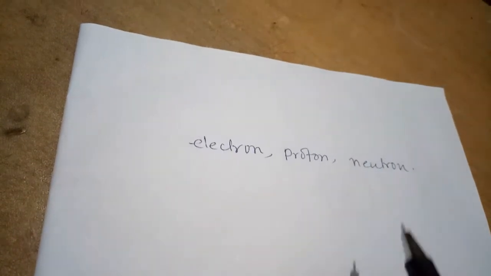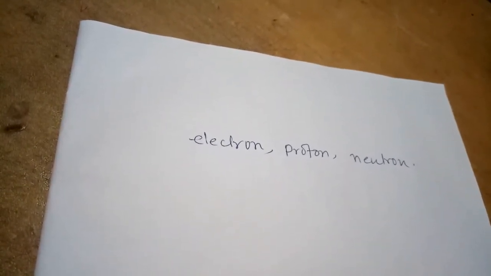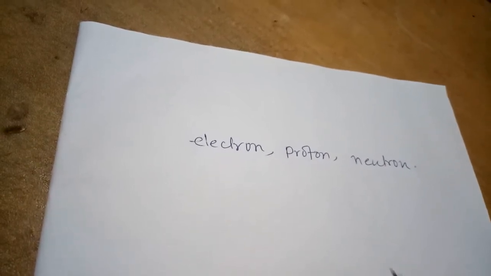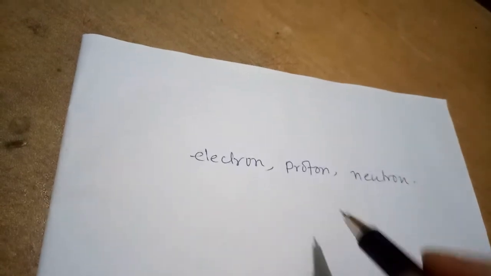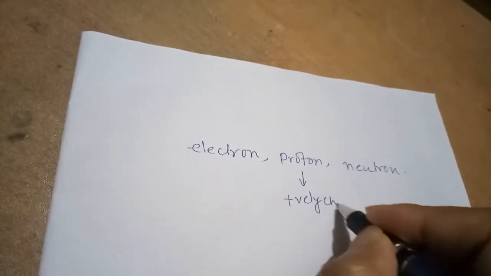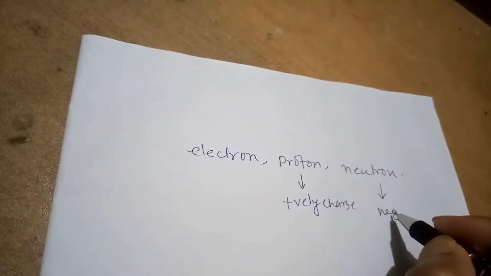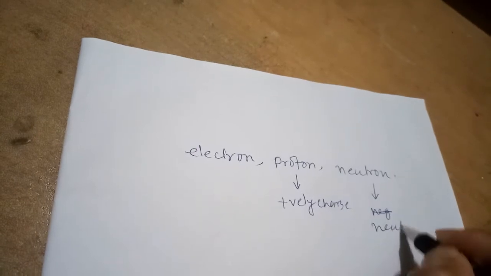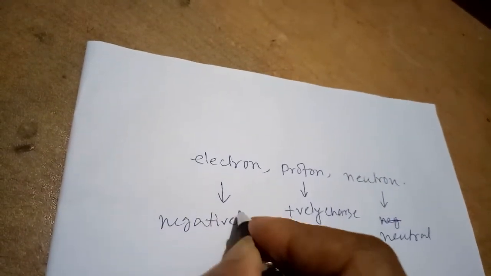Now, are all these particles present at the same position? No. The protons and neutrons: the proton is positively charged. The neutron is not negatively charged; it is neutral. And electrons are negatively charged.